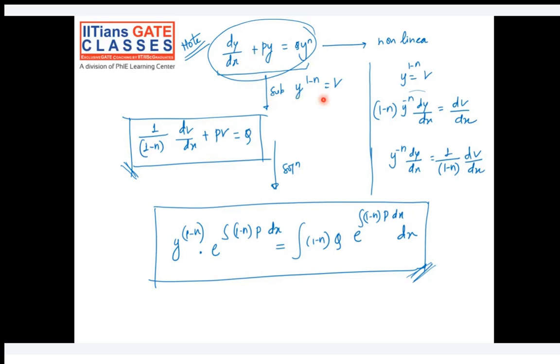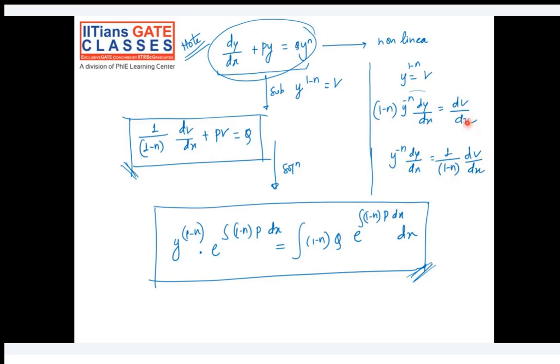Y raised to the power 1 minus n equal to v. So if you differentiate it on both sides, what will happen? 1 minus n, y raised to the power minus n dy by dx is equal to dv by dx. So in short, what we are doing here is writing 1 upon y raised to the power n dy by dx as 1 upon 1 minus n dv by dx. Okay, so that is the overall background behind it, right?